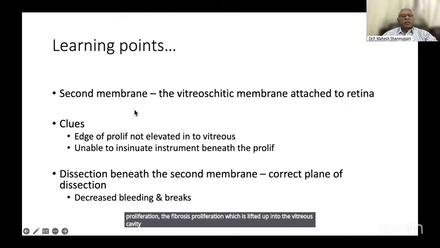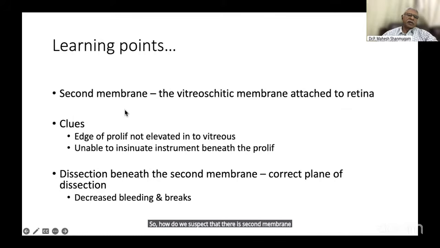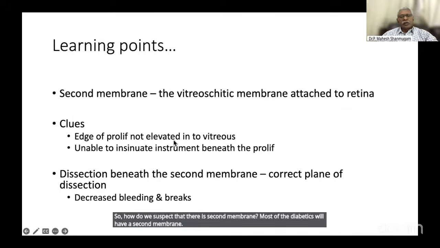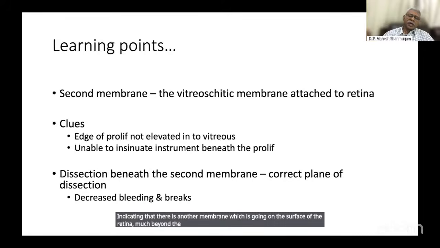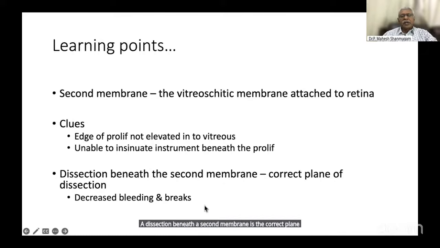So how do we suspect that there is a second membrane? Most of the diabetics will have a second membrane. We find that the edge of the proliferation is not lifted into the vitreous. Though it may look as though it's lifted up, when we try to get the cutter inside, you can see that the cutter or the scissors doesn't go underneath that, indicating that there is another membrane which is going onto the surface of the retina, much beyond the visible fibrous tissue membrane. And we have to look at that and then start peeling it towards the visible fibrous tissue membrane, and that's the correct plane of dissection. Dissection beneath the second membrane is the correct plane, and it decreases the bleeding and breaks.